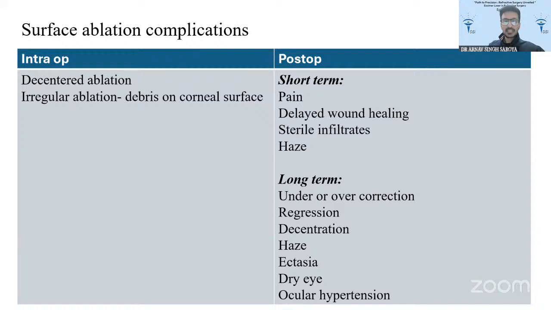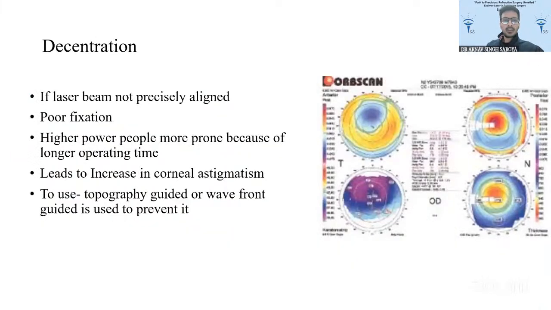So starting from the surface ablation complications, they can be intraop or post-op. Most commonly, intraop is decentered ablation or irregular ablation because of debris on the corneal surface. Short-term complications post-op being pain, delayed wound healing, sterile infiltrates or haze, which we used to come across pretty often. Long-term being under or over correction, regression, decentration, haze, rarely ectasia, very commonly dry eye.